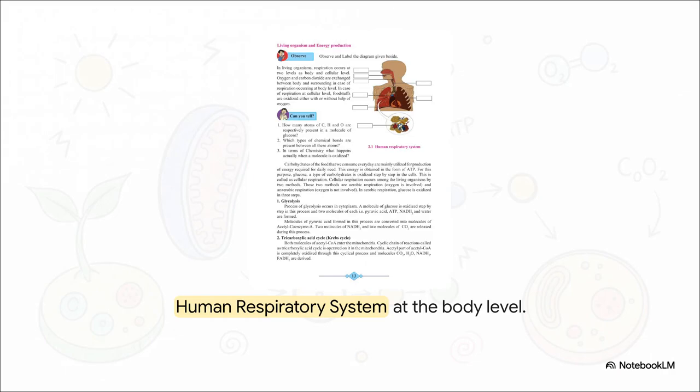Looking at the macro level, our human respiratory system simply takes in the oxygen. The carbohydrates from the food we consume every single day are mainly utilized for the production of energy required for our daily needs. When oxygen is involved in this process, we call it aerobic respiration. Now we are going to zoom in from this large organ system all the way down to the cellular level to see exactly how this aerobic respiration happens step by step.